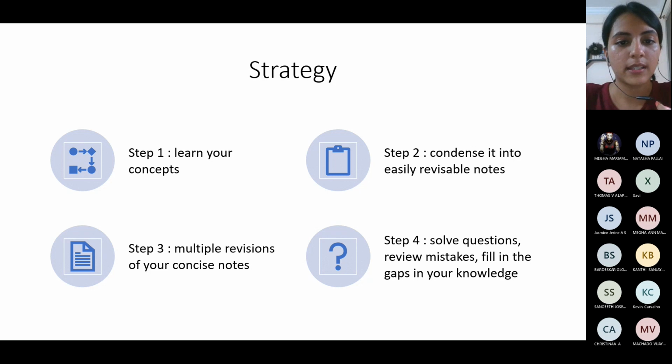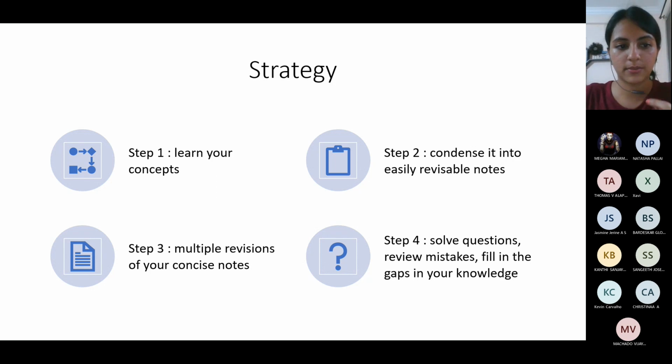The second step is you need to condense whatever you've read into easily revisable notes. What I mean by easily revisable depends on person to person. You can either make it colorful or whatever way works for you. It can be on your iPad, it can be on your phone, or it can be in an actual paper notebook. Whatever it is, it has to be easily accessible and revisable.